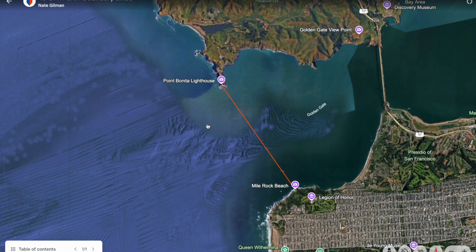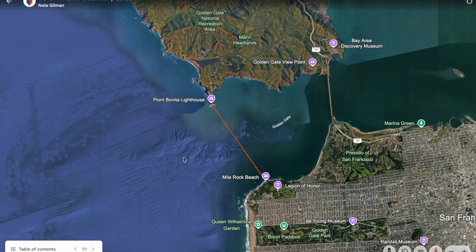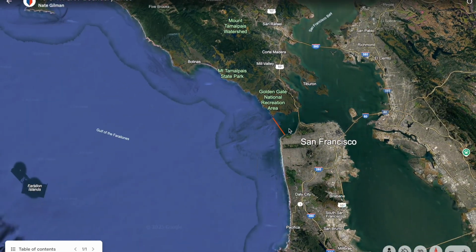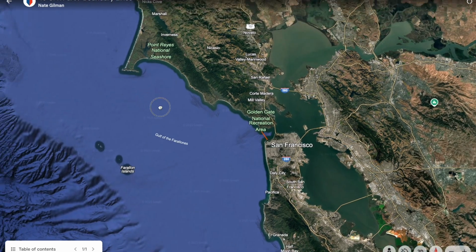So as we make our way up to San Francisco, it's pretty nice because it's really clear, right? If you're taking that line from Point Bonita to Mile Rock Beach, everything inside of there going in through the gate is going to be inland waters. Everything outside is going to be near coastal, right? So the whole bay, everything going up is all inland, and only when you cross that line are you going to be in near coastal waters.